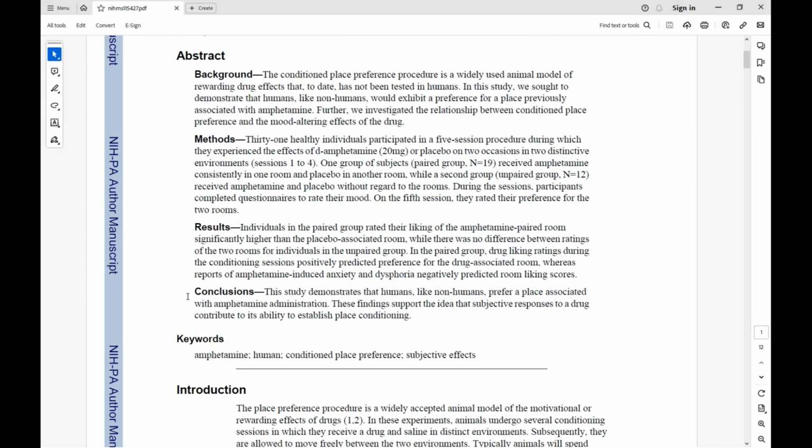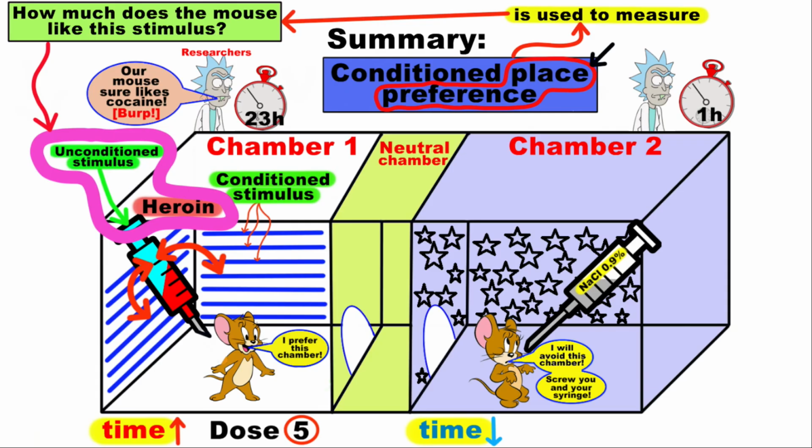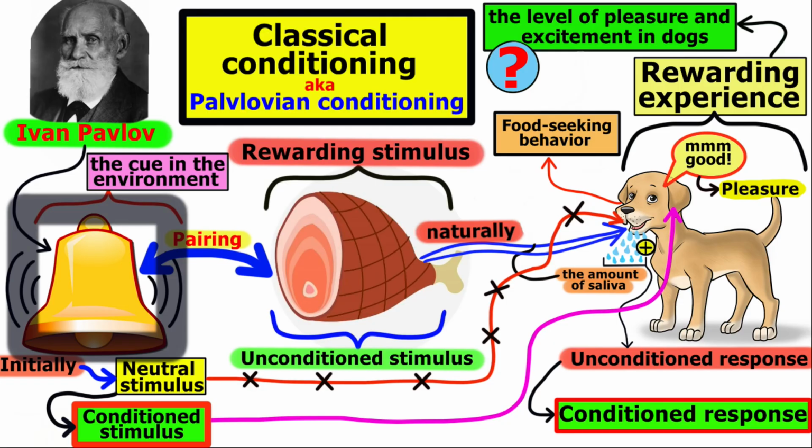This study concludes that humans, like non-humans, prefer a place associated with amphetamine administration. These findings support the idea that subjective responses to a drug contribute to its ability to establish place conditioning. This study is just one example. Classical conditioning and conditioned place preference have some helpful recovery implications.